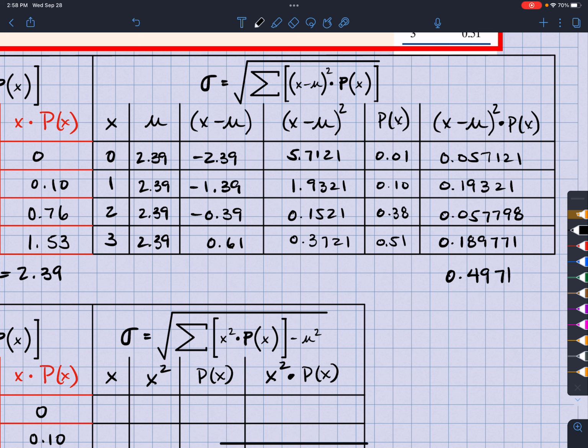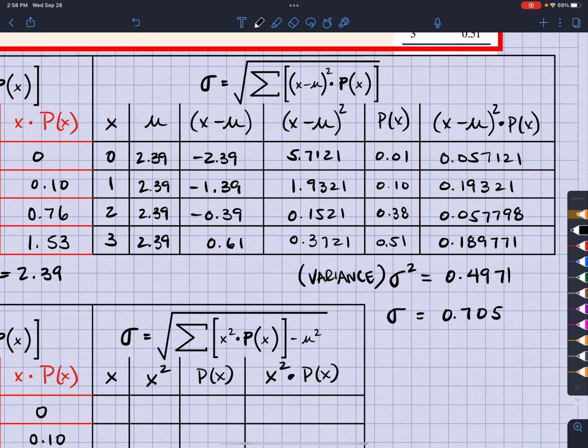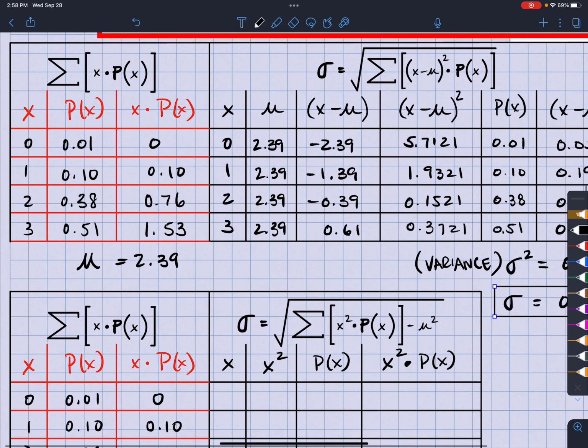0.4971. Okay, so this is equal to the variance. That's equal to the variance. Okay. So the standard deviation will be the square root of that, which is equal to 0.7056. Okay. So that's the standard deviation. And this over here is my mean.